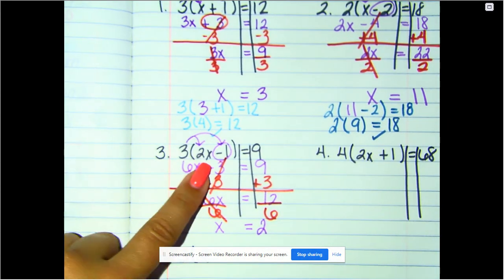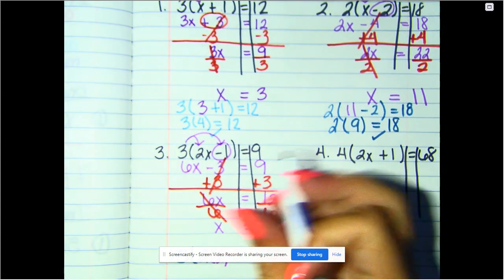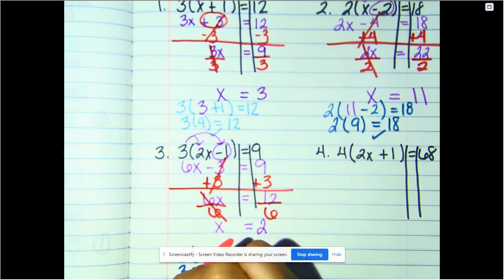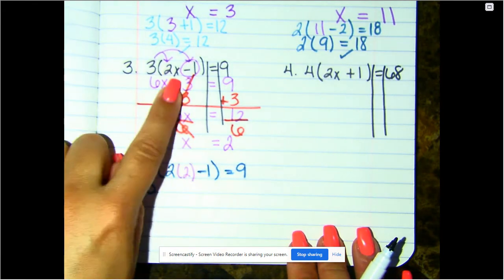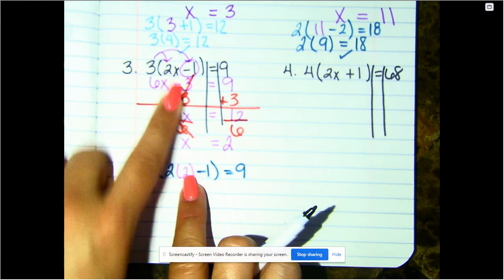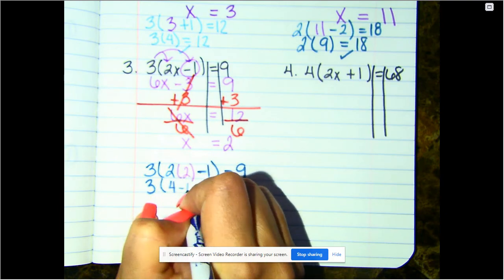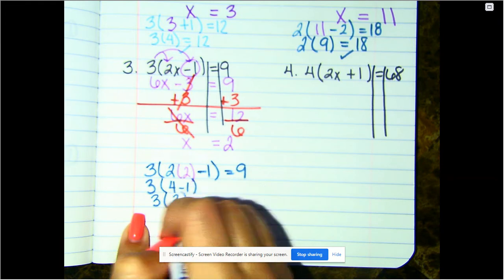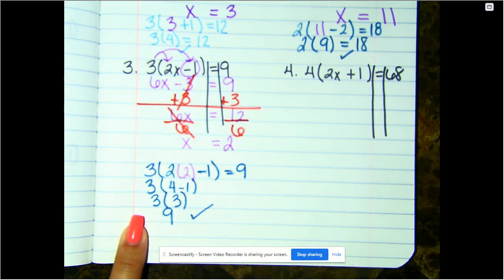So I'm replacing the x with this 2. So when I check my work this time, again, I found the x, put 2 where the x was, good to go. This time I have 2 times 2, which is 4, minus 1. 4 minus 1 is 3, and 3 times 3 does equal 9, and I got that problem right.